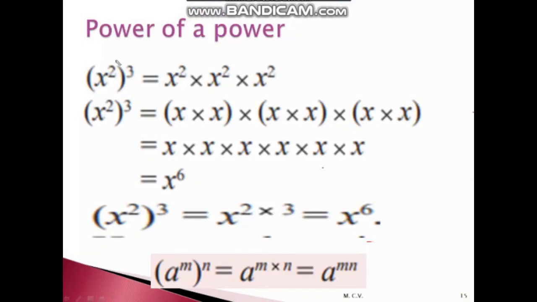Power of a power. What is called a power of a power? Here x to the power 2 to the power 3. That means x to the power 2 is multiplied by itself 3 times. We can expand that in this way. When we simplify, that is x to the power 6. We can get that another way: 2 multiplied by 3, multiply the two indices together. Then x to the power 6. So x to the power 6 equals x to the power 2 into 3. That way we can get the power of a power by multiplying indices together.